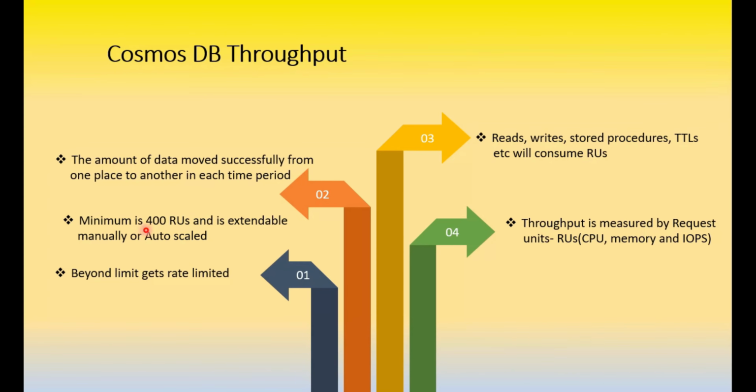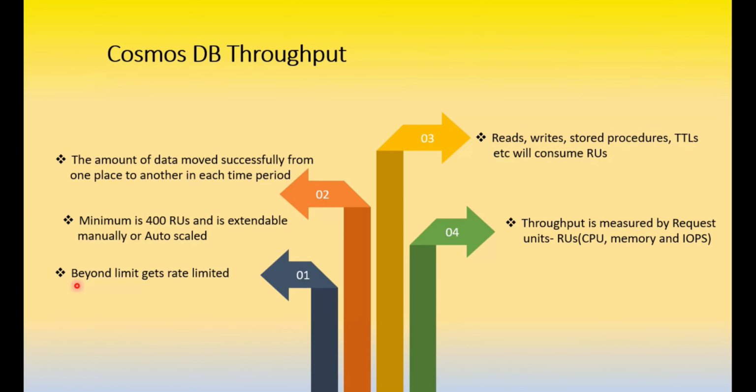Here the minimum is 400 RUs, and it is extendable manually or through auto scale. That means at minimum we have to use 400 RUs. If you are creating a container or database level request units, you have to define at least 400. The minimum is 400, and you can also enable the manual or auto scale option, which we will see in detail shortly.